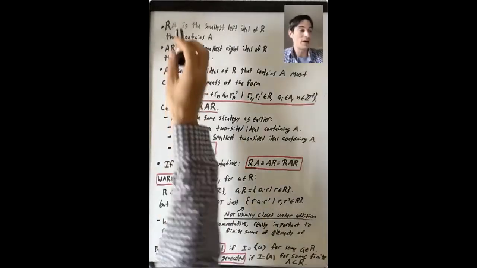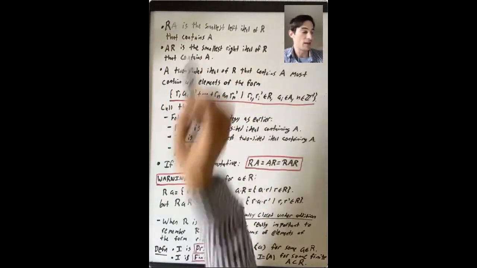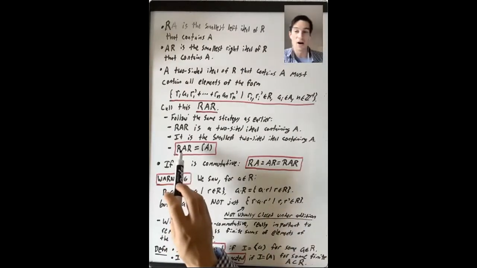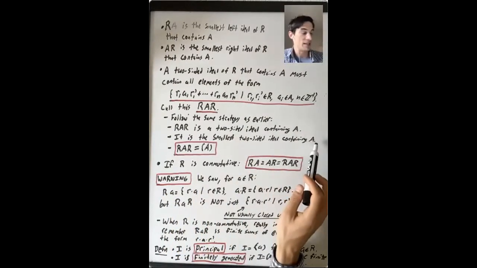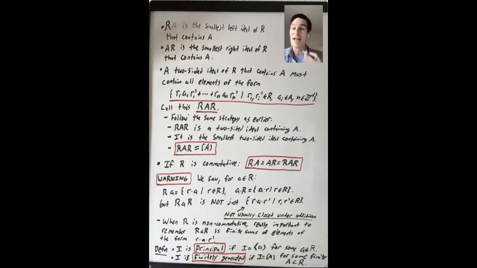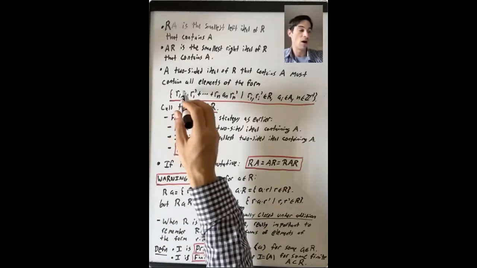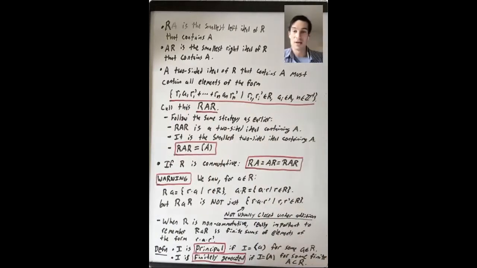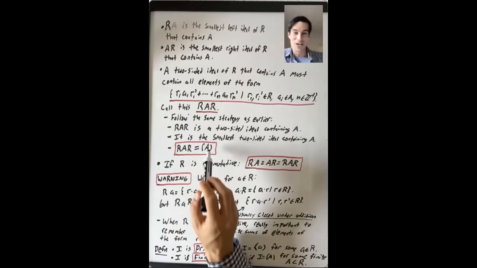And just like we showed that RA is the smallest left ideal of R that contains A, we can show that RAR is the smallest two-sided ideal of R containing A. You start with any other two-sided ideal of R containing A, and you show it has to have all the elements of the form RAR'. And since it's an additive subgroup, it contains all the finite sums of those things. So it is the smallest two-sided ideal of R containing A, but we already have a name for that. That is the ideal generated by A.